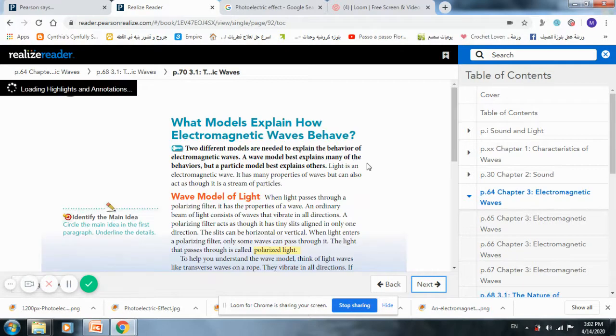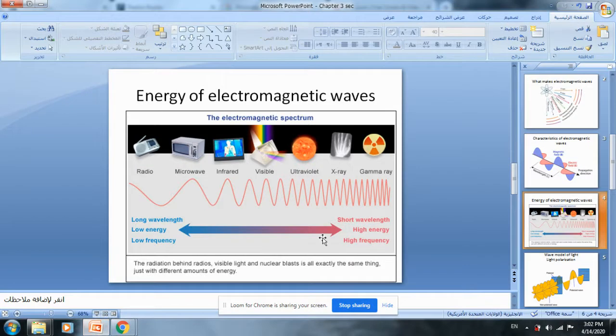Now let's explain how electromagnetic waves behave. Do they behave like light or like a particle? The scientists have two models to explain how electromagnetic waves behave. The first one is the wave model of light.